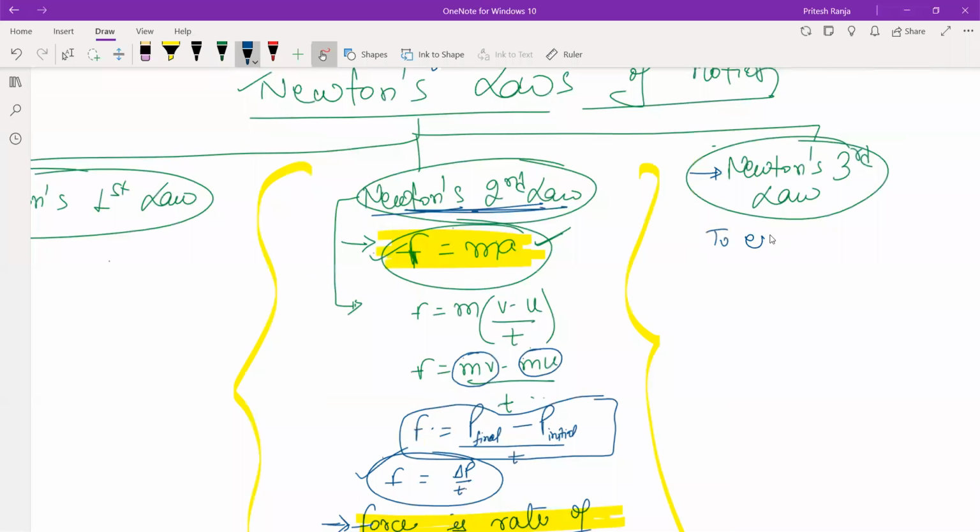To every action, there is an equal and opposite reaction. So this statement you will find everywhere about Newton's third law.